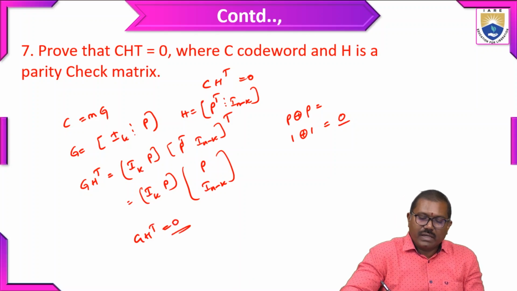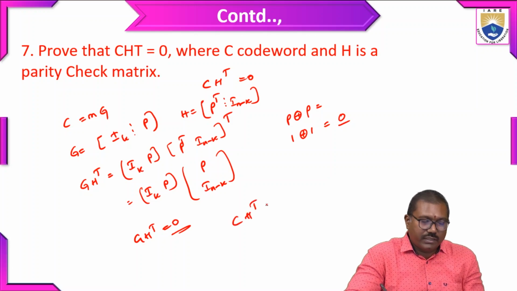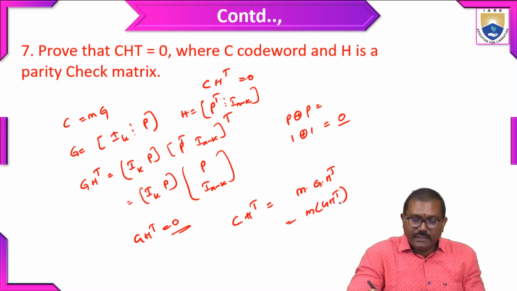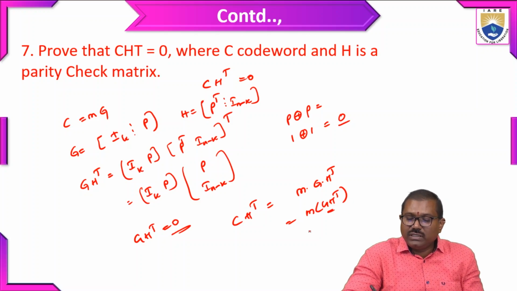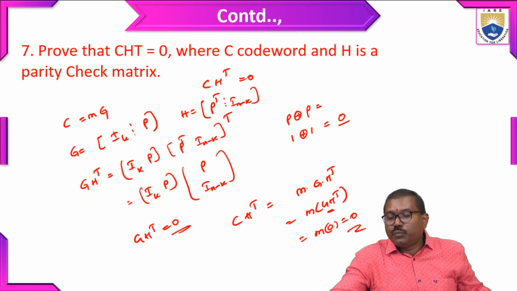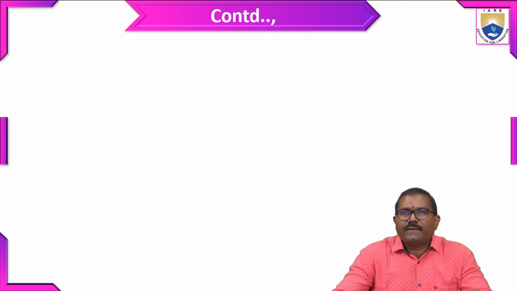Okay. Then C into H power T is equal to M into G into H power T. So here G into H power T, this one is 0. So M into 0 gives 0. So simply we proved this one.